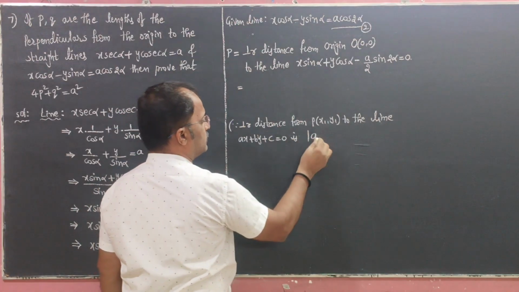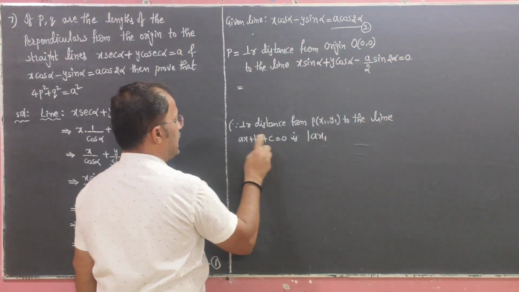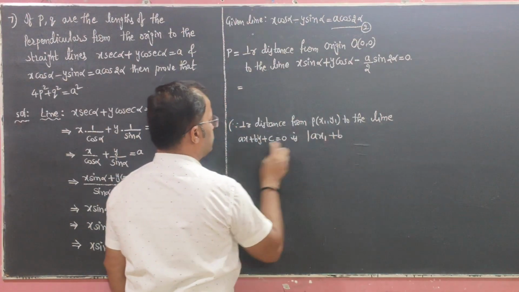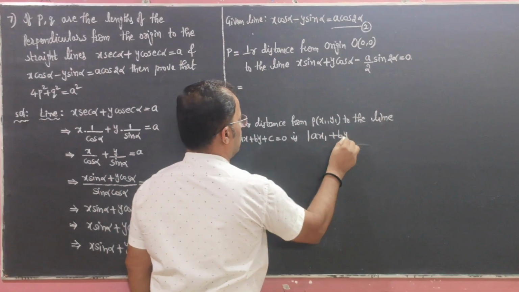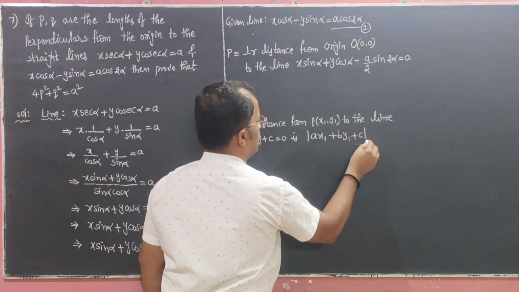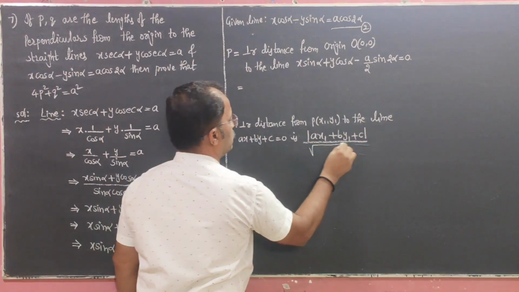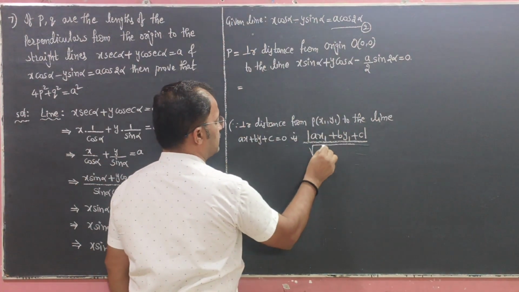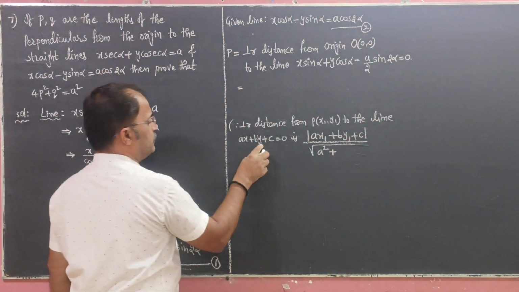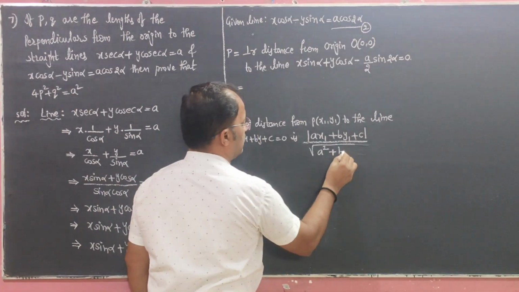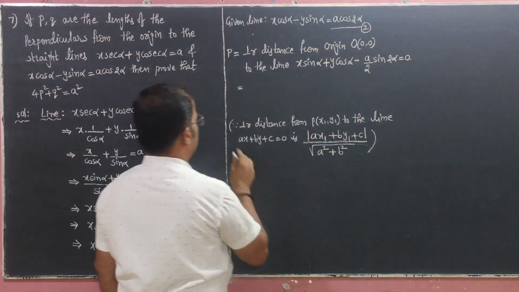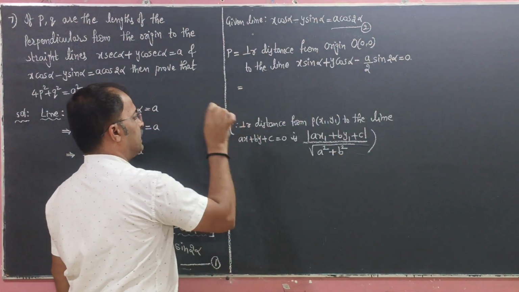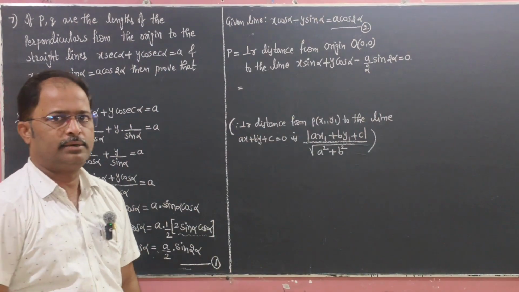The perpendicular distance from the point to the line is: substitute the point in the line, a as it is, substitute the x value x1. Okay, completed. Plus b as it is, substitute the y value y1. Plus c as it is, by under root of x coefficient squared. What is the x coefficient? a. So a squared plus the y coefficient squared, meaning b squared.